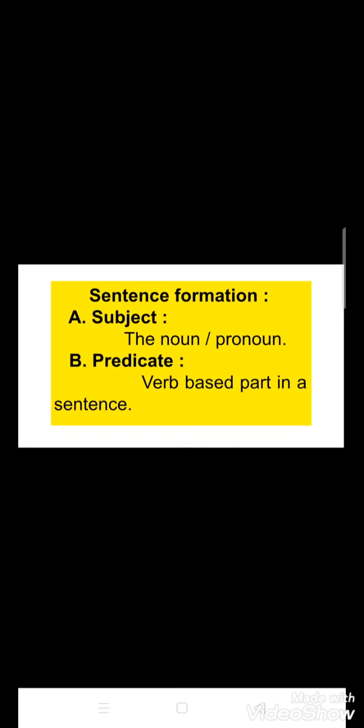After that, we discussed two important terms to form a sentence: subject and predicate. The subject means the noun or pronoun based part of a sentence, and the predicate signifies the verb based part in a sentence.